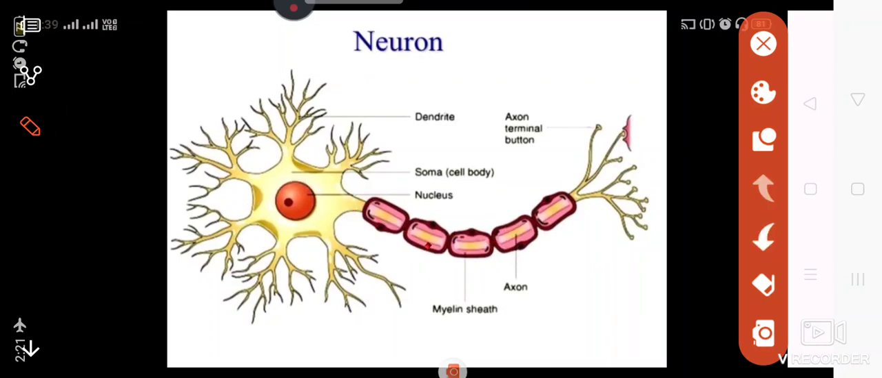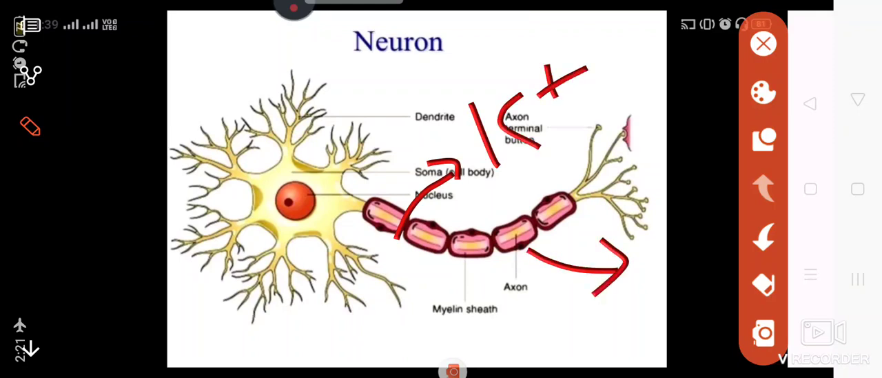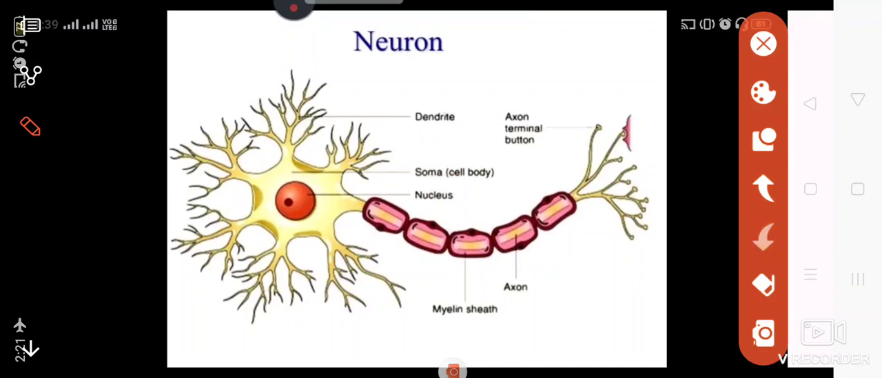If this part is open, then these charged particles can travel from this part to any other part also. That is why it can cause a kind of spark, like what occurs when wires are open and naked. In the same manner, if the axon is not covered by any substance, the charges can jump from one neuron to another neuron, and this can cause damage to the neurons. That is why this myelin sheath is present here.